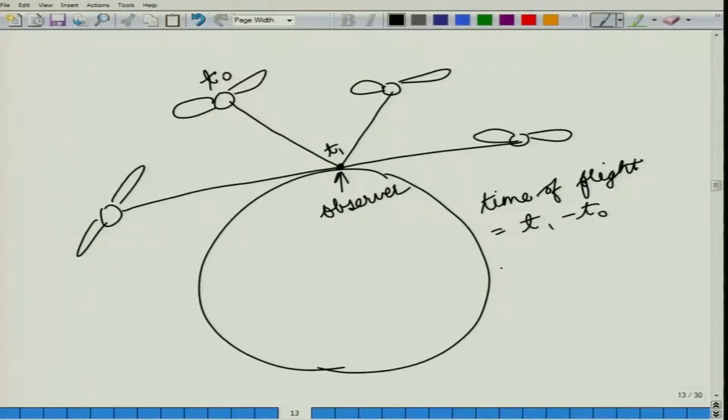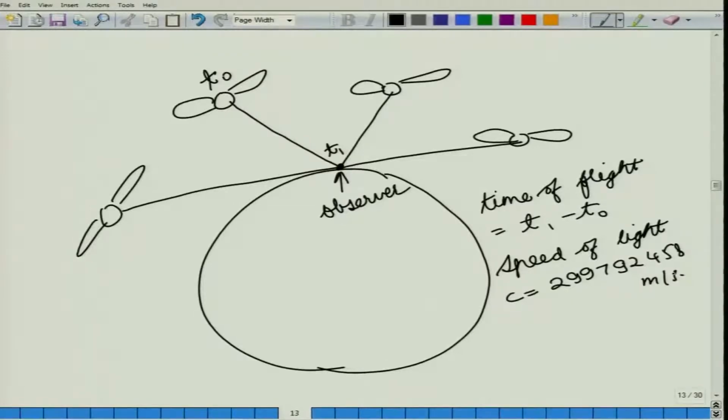Now, we know the speed of light c is equal to 299,792,458 meters per second. So, we can calculate this distance d as c times (t1 minus t0). So, we can calculate this distance, let us call it d1. We can similarly calculate the distance from another satellite, from another satellite, and so on.